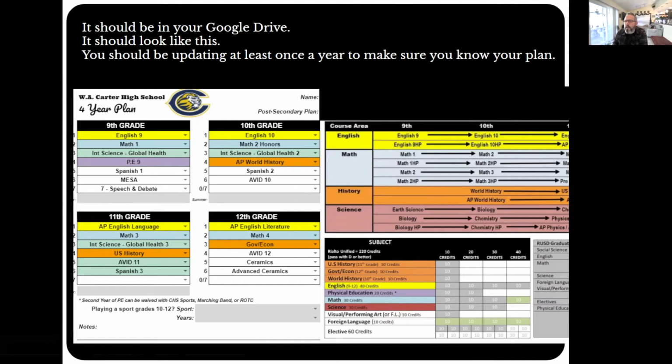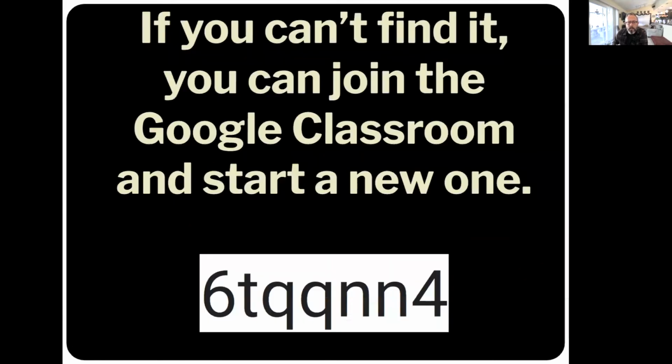If for whatever reason you cannot find your 4-year plan, we set up a Google Classroom for those students who need to recreate a new 4-year plan, and the join code is right there at the bottom. So if you can't find your 4-year plan document, or for some reason you never did it, please join this Google Classroom, 6TQQNN4, and get in there and do that 4-year plan. It's literally the only assignment in that classroom, so that way you've got a document for when you're meeting with your counselor. Okay, so again, I'm going to leave that code up there for a couple more seconds, and then we're going to move on. If you don't have your 4-year plan or can't find it, join that Google Classroom and get that started.